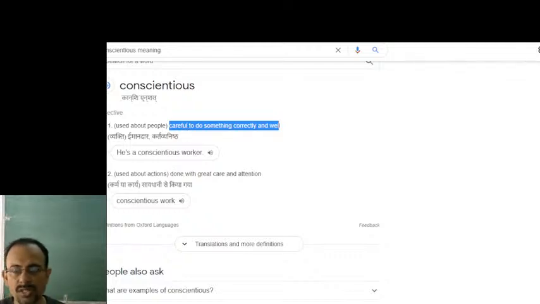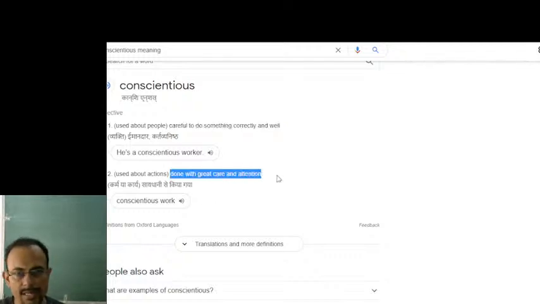He is called conscientious, right? So that is conscientious, or done with great care and attention. So a person who does something carefully is conscientious, or about actions, it is done with great care and attention. Suppose you have done something with great care and attention, then I can say Tanvi has done, or Prakhar has done, or somebody else has done the work conscientiously. So this is the meaning of conscientious.